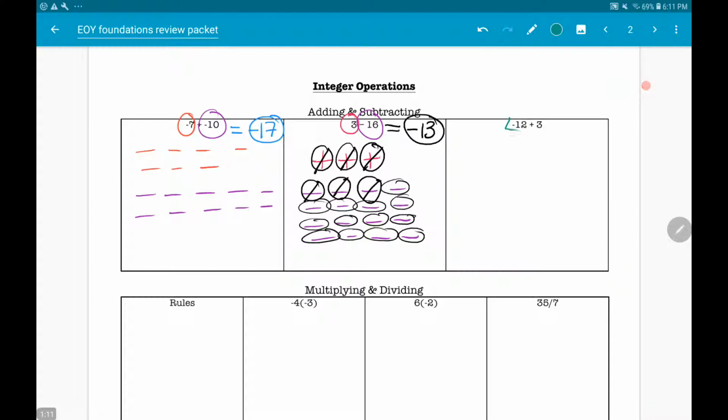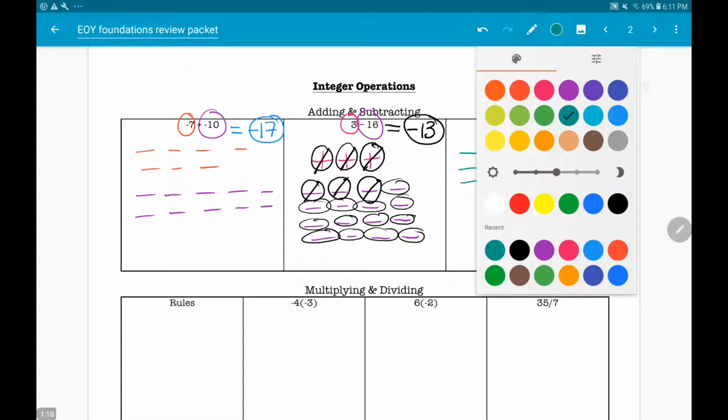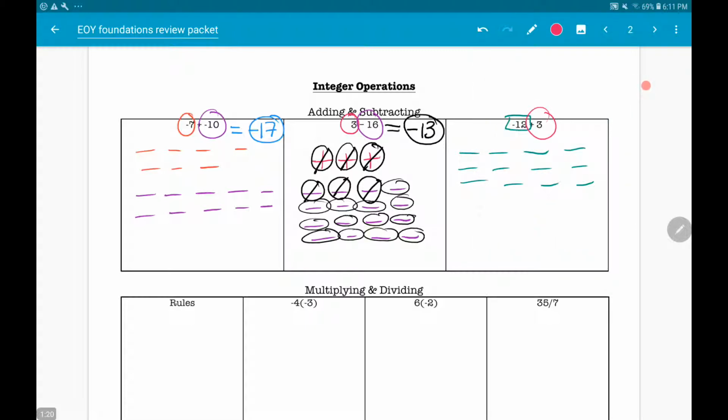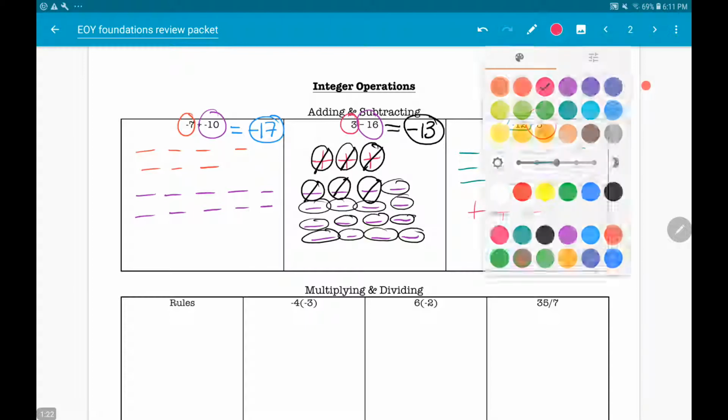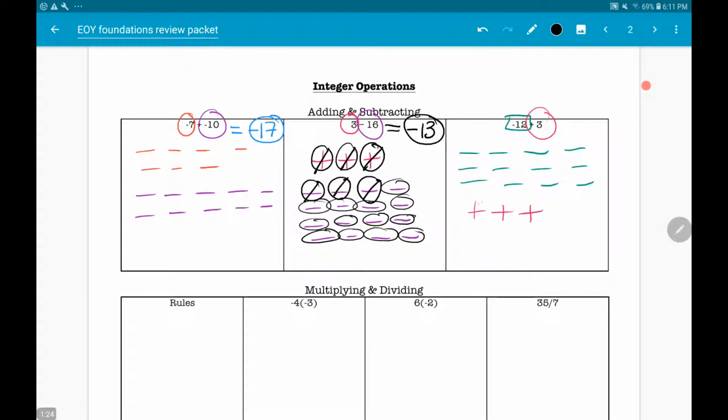Alright, one more time. -12. And +3. Do they cancel? Yes. 1, 1, 1, 1. How many negatives are left over? So I have -9.